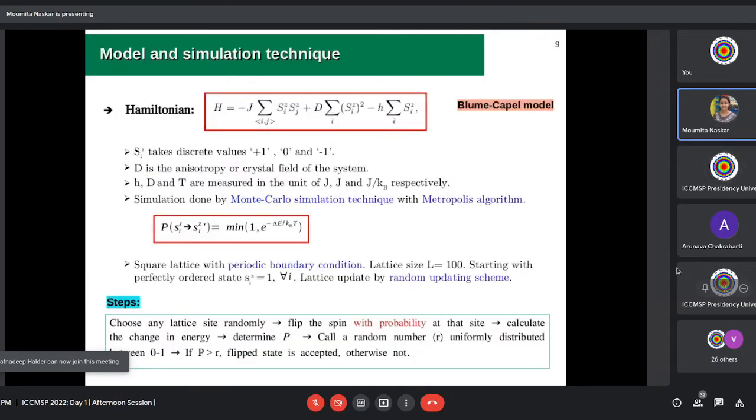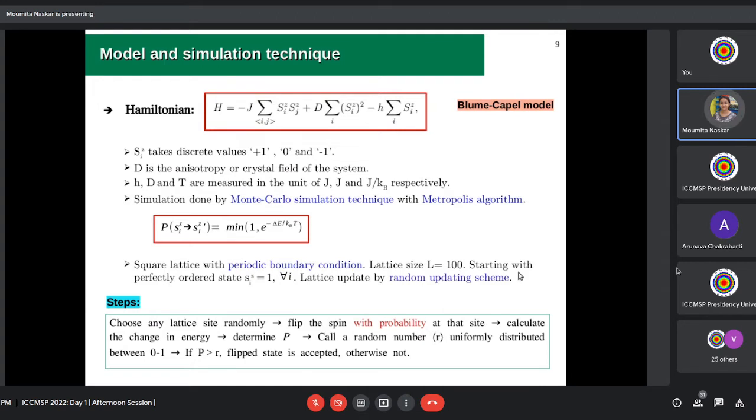Okay. So we have studied such an effect by simulating the Blume-Capel model, which is the simplest model that can give us some insights about the effect of magnetic anisotropy by incorporating this extra anisotropic term, in comparison to the Ising model. We have simulated this model by the Monte Carlo simulation technique with the Metropolis transition probability. We have considered a square lattice with periodic boundary conditions on both sides. Lattice size is 100 here.